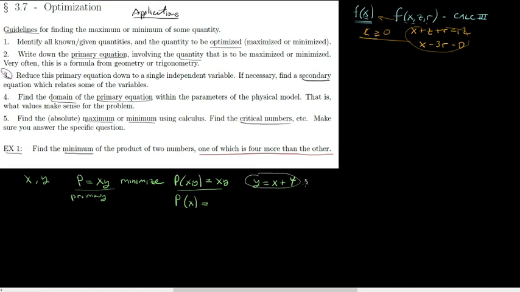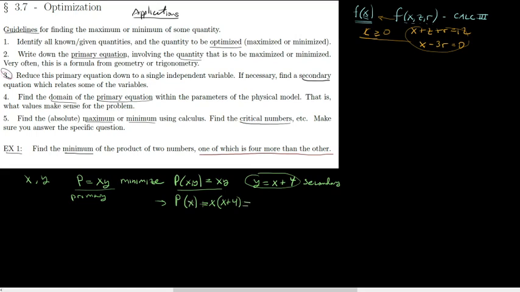This is our secondary equation. It's an equation that relates the two variables, right? And so because of this statement, we can write down the secondary equation. Now, if y is equal to x plus 4, right, then I can replace y with the expression x plus 4. And so now I have our primary equation, but written as a single function, p of x. As a single variable, right? Only in terms of x.